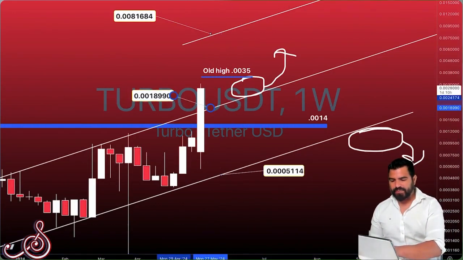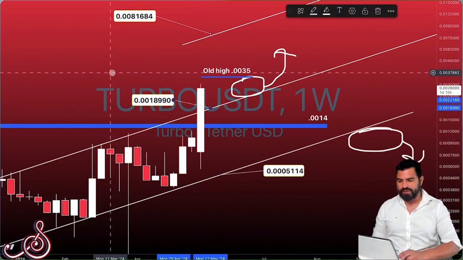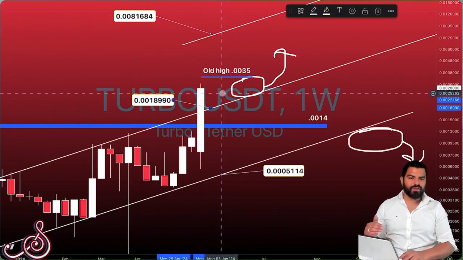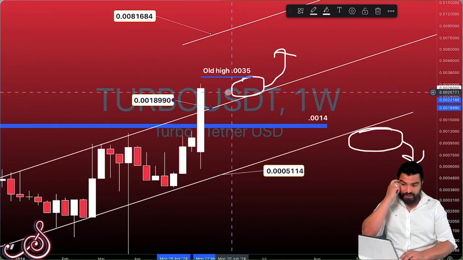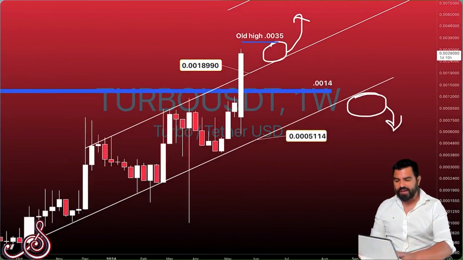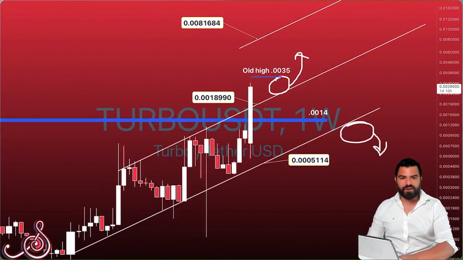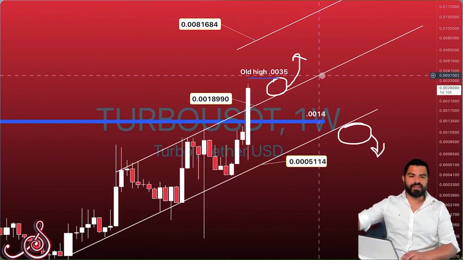The old support is going to be there, at 0.0018. If we get the close down there for the weekly chart, I wouldn't mind taking a trade up to there. It'd be a very large move up. This one, I think I said last time, it's not my cup of tea. It's very volatile, but you could see it probably do it.